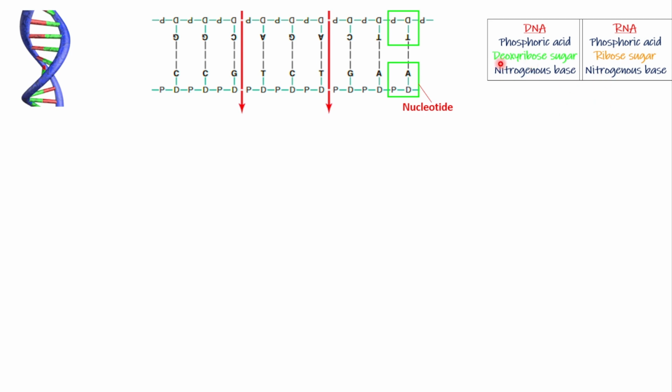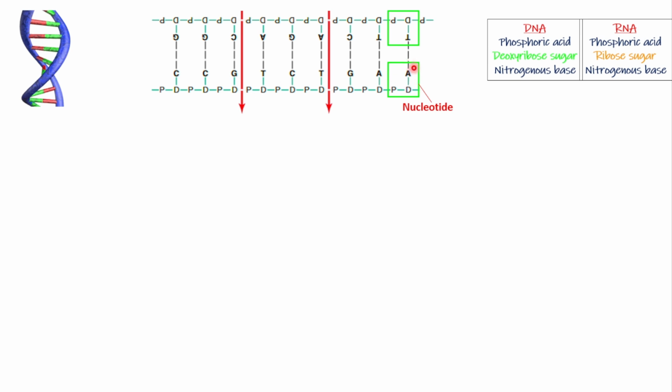The other difference is DNA is a double helical structure. It has two strands, and RNA is single stranded. It has only one strand. And the third difference is in the nitrogenous bases. Now let's discuss nitrogenous bases, and then after that I'll tell what exactly is the difference in the nitrogenous bases of DNA and RNA.